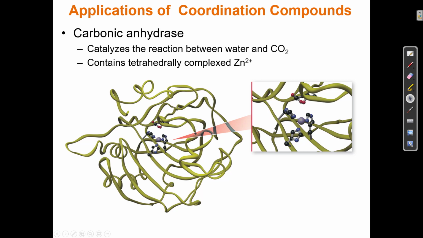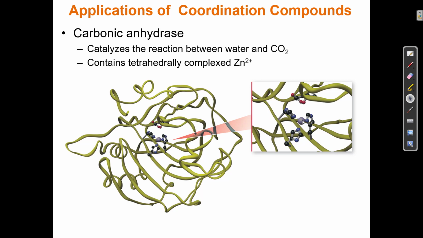A really important enzyme called carbonic anhydrase catalyzes the reaction between water and CO2, and this is tetrahedrally complexed zinc. There's a zinc ion in there and it has tetrahedral geometry, and some of the ligands there are what give this big protein its shape. These ligands point at that zinc and lock it in place, and it gives it this very specific structure. And when it has this very specific structure, it can do its very specific job. So transition metal ions are very important in these biomolecules to help very complicated, complex molecules take on very specific shapes.